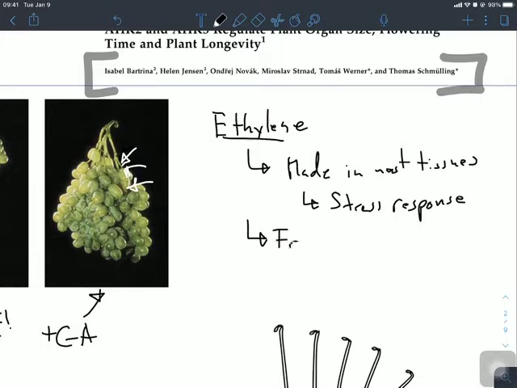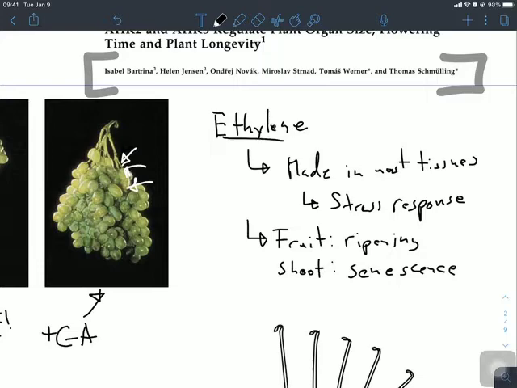In fruit, it will cause ripening. And in the shoot, or in old leaves, old shoots, it will cause a process called senescence, which is planned dying. So the ending of the life cycle, the programmed pulling back of nutrients, something that you would see in deciduous plants that want to pull away their nutrients from their leaves in the fall time.